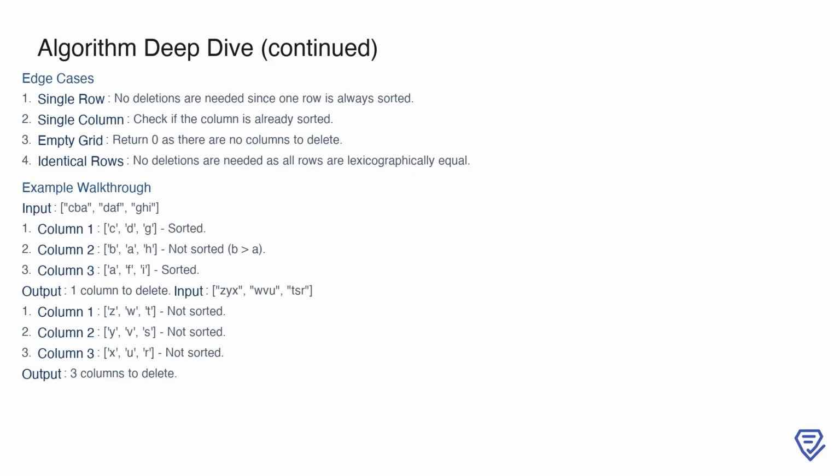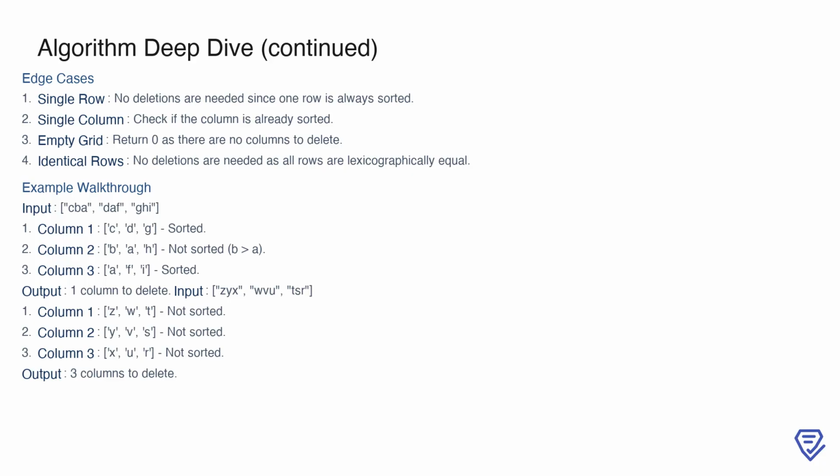Let's go through an example. Consider the input grid, CBA, DAF, GHI. For column 1, the characters are C, D, G, which are sorted. For column 2, the characters are B, A, H, which are not sorted because A is less than B. For column 3, the characters are A, F, I, which are sorted. Thus, only one column needs to be deleted.